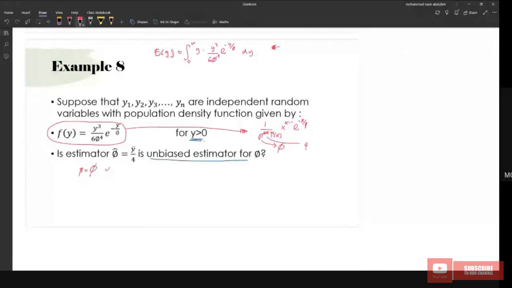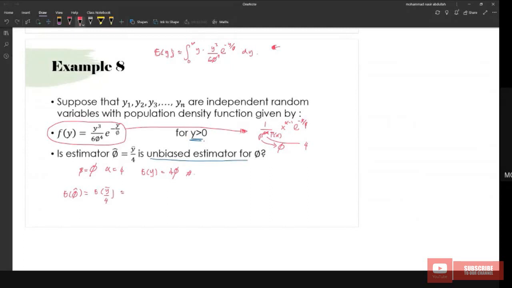And alpha is equal to 4. And the expected value of y here should be equal to 4 alpha beta 4 phi, right? So since we already know the expected value of y, we need to find the expected value of theta hat. So it's not theta, it's phi hat. So this one should be equal to expected of y bar divided by 4.